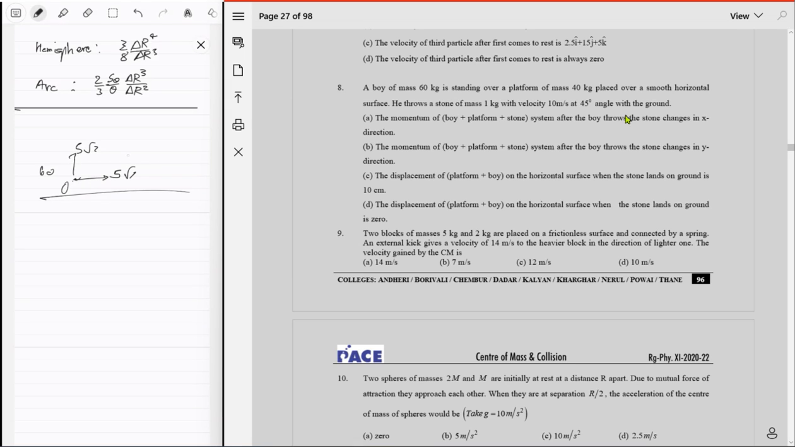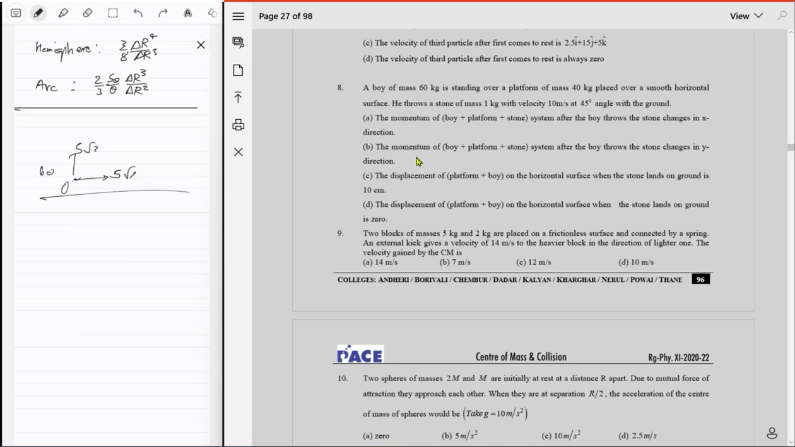This is our momentum, right? Smooth horizontal surface. That's a weird thing. Okay, the momentum of the boy plus platform plus stone system after the boy throws the stone changes in the x direction? It doesn't. In the y direction it does change, because there's an impulsive normal force. Usually if that was not there, this guy would actually move in this direction, right? But it's not moving. So that means there must be an impulsive normal force.